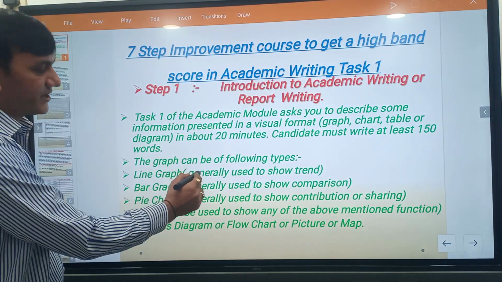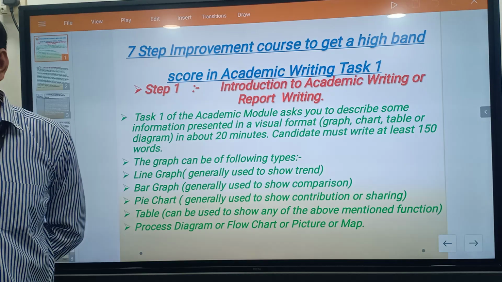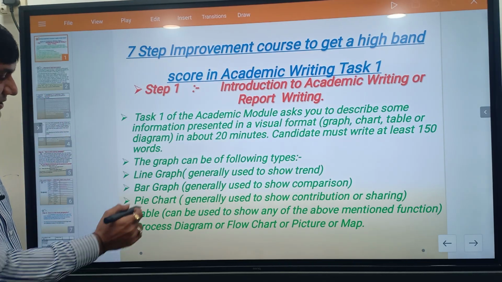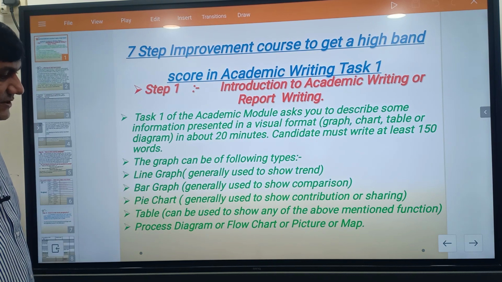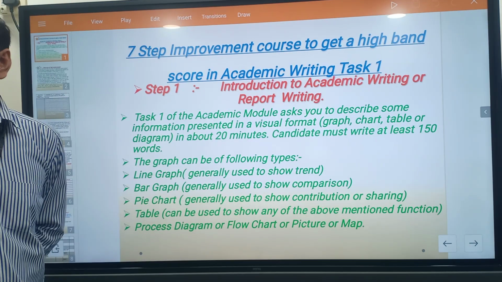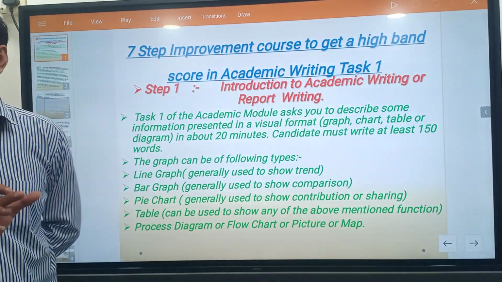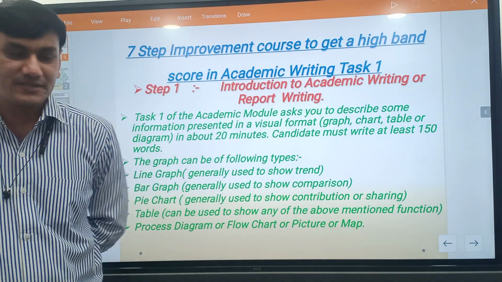Line graph, generally used to show the trend. When you want to show the trend which is going up and down, then we can use a line graph. Second, bar graph, generally used to show the comparison. When there is a comparison, then we can use a bar graph. Bar graph is also called column graph, right?